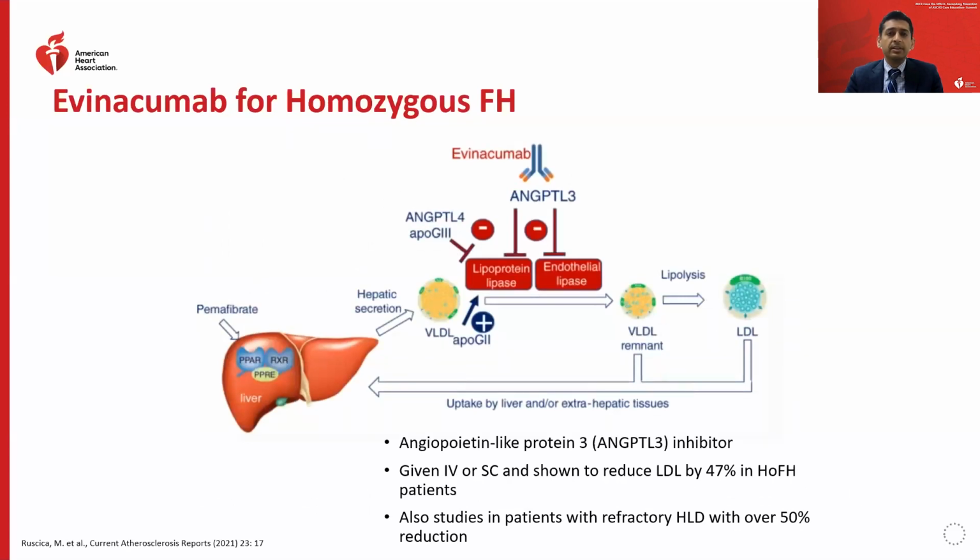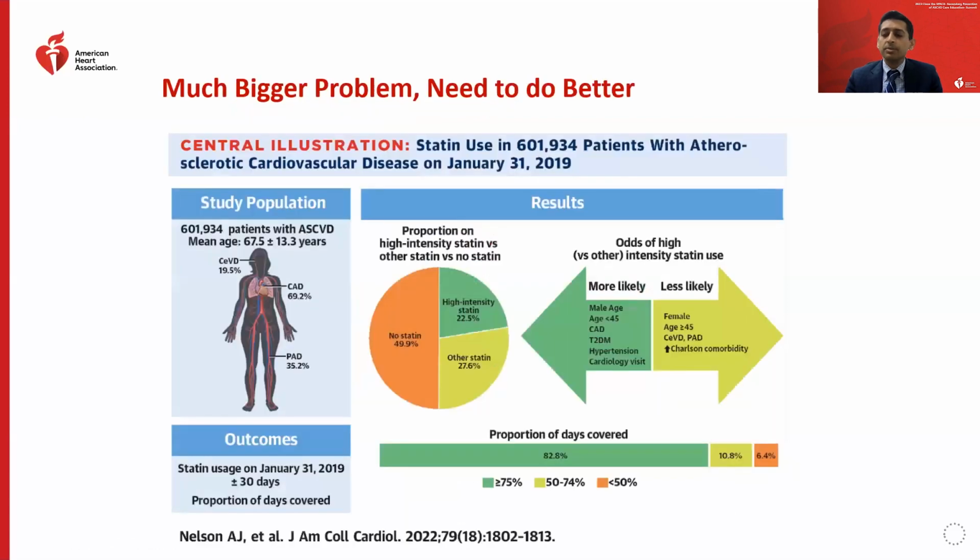Lastly, treatment that is currently available for homozygous FH patients, with two mutated genes that lead to abnormal metabolism of cholesterol, is evinacumab, which is an angiopoietin-like 3 protein inhibitor. Again, it drops LDL in these patients by about 47 to 50%. So a lot of options out there, right? A lot of options in our toolkit, but there's a much bigger problem than drugs that can help us, right?